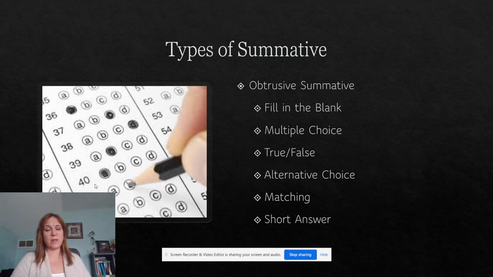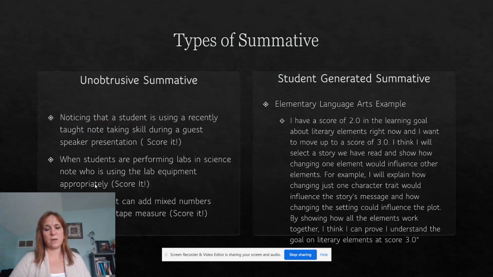There's obtrusive summatives, which are the typical tests we tend to see in school, paper and pencil tests. They can be fill in the blank, multiple choice, true false, alternative choice, matching, short answer. These can be done paper and pencil or online, but either way, they have these typical types of questions. Now, when we're thinking about types of summative, very often that's what teachers give. However, incorporating the two other types of summatives would be beneficial for students in the classroom.